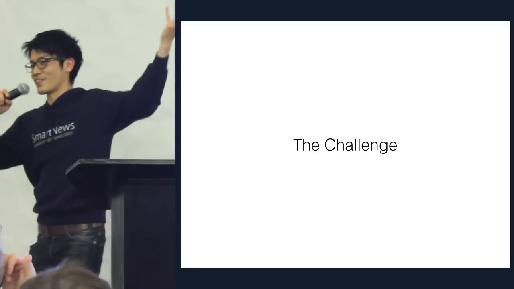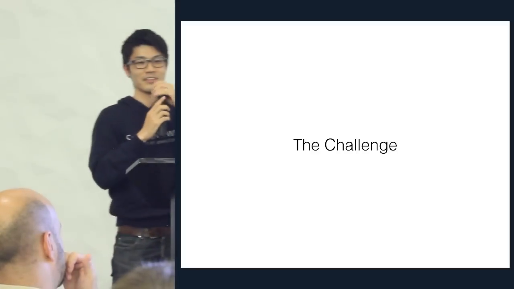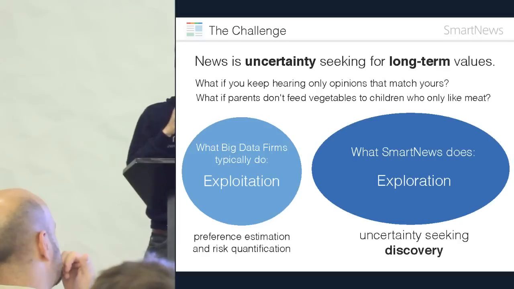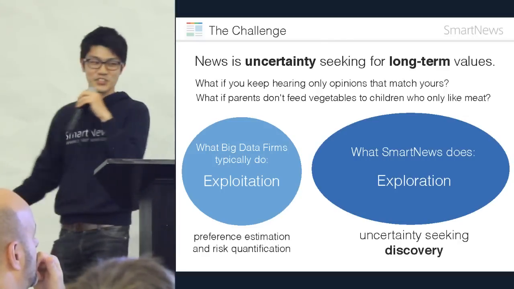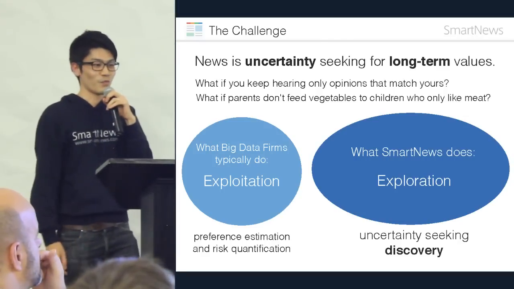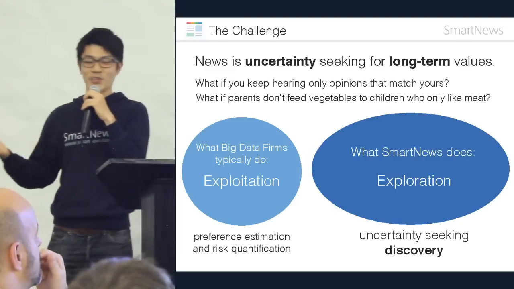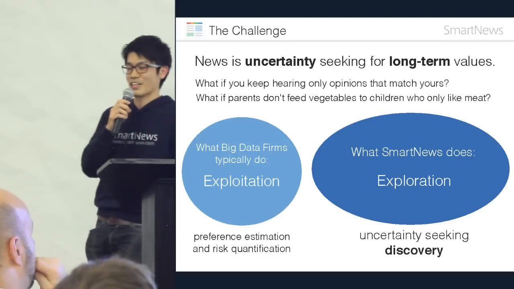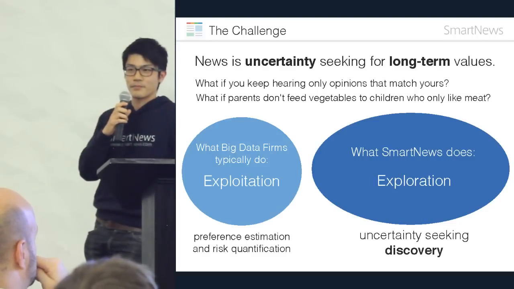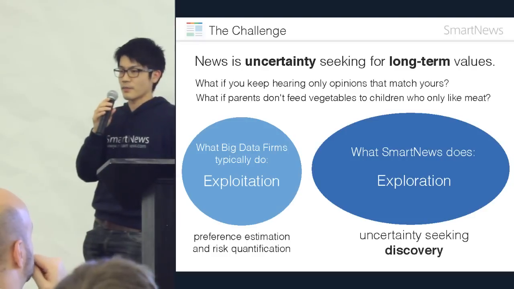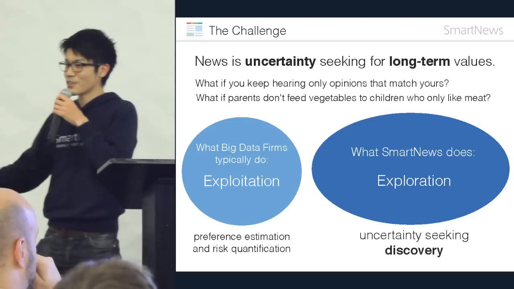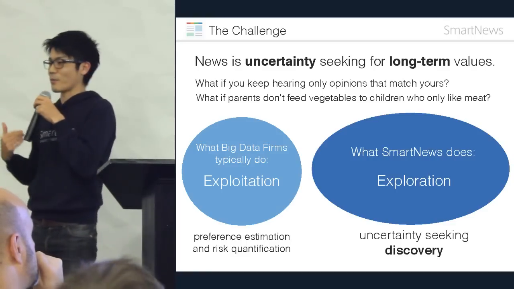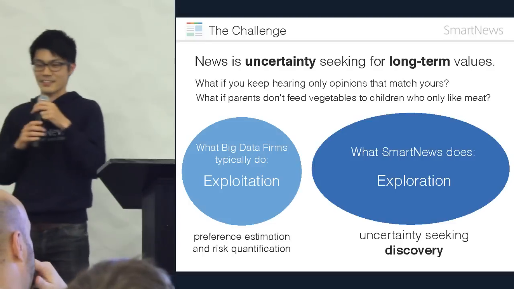So this is the end of the text classification part. And now let me talk about our challenge. As I told you, news is uncertainty seeking for long-term values. What if you keep hearing only opinions that match yours? Or what if parents don't feed vegetables to children who only like meat? What other big data companies do is suggest what users already have interest in, using, for example, matrix factorization.